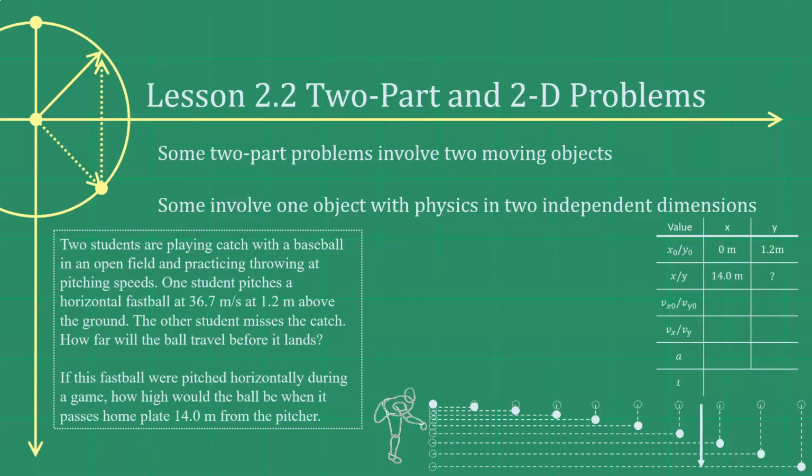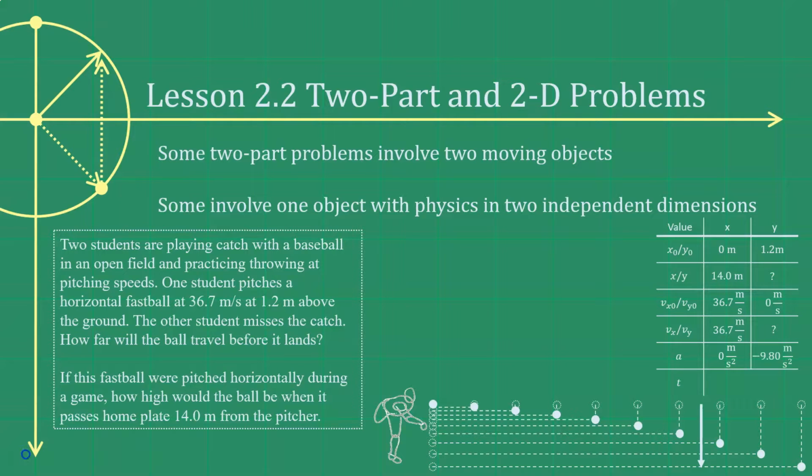My original velocity in the x dimension is still 36.7 because I'm throwing it at the same speed. The original velocity in the y dimension is still 0 because I'm throwing it horizontally. So it doesn't have a vertical initial velocity. And once again, I don't know the y velocity at the end, but I don't think I'm going to need it in this problem either. And just noting that the final x velocity is the same as the original because it's moving at a constant speed in the x dimension. Acceleration in the x dimension is still going to be 0, and acceleration in the y dimension is going to be negative 9.8 still.